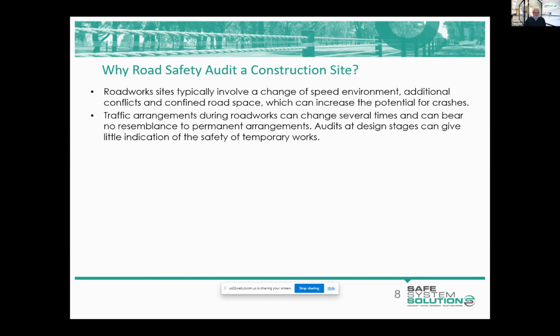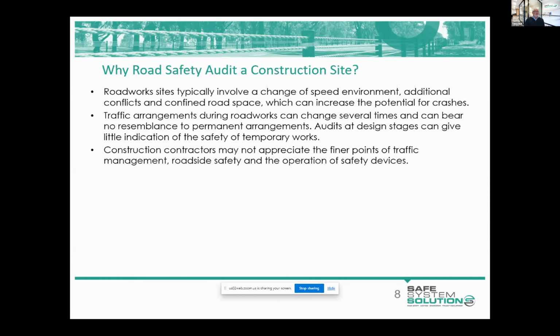And the construction that we were talking about, why road safety audit a construction site. Often our construction contractors may not appreciate the finer points of traffic management, roadside safety, and the operation of safety devices. The contractor wants to get the job done, whether it's a reconstruction, bridge works or pavement works, or just maintenance type works. They're wanting to get the job done.